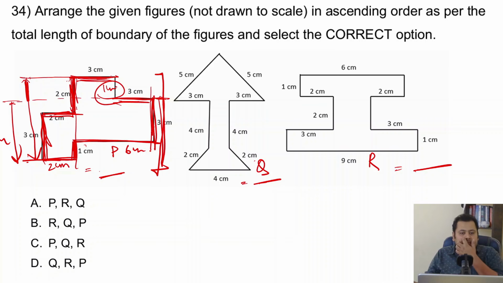Now let's do the addition, right? This is 3 plus 2 is 5, plus 2 7, plus 3 10, plus 2 12, 13, 6 centimeters 19, here is 22, 25 and 26. So this comes out to be 26 centimeters, right? Great. Let's now do for Q.